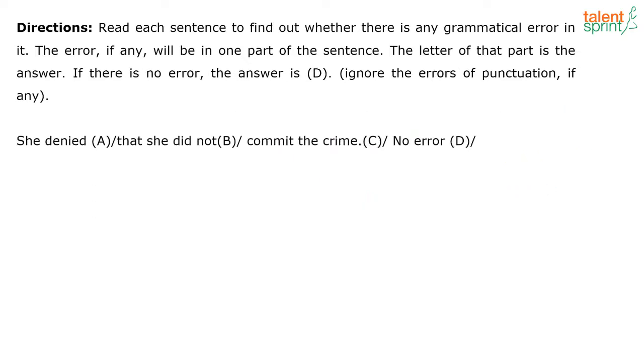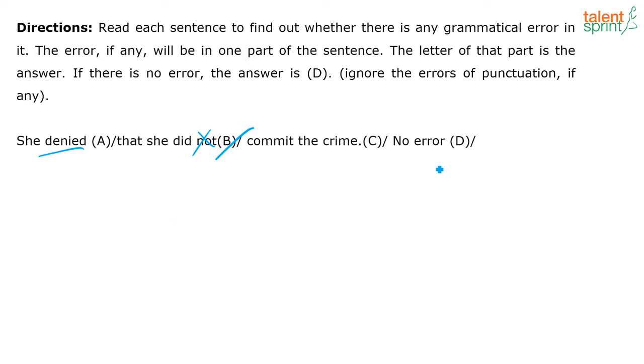Let's do one more. She denied that she did not commit the crime. She denied that she did not commit the crime. Where do you think the error is? Easy one, part B. Again, I don't need not after did, because denied itself means what?